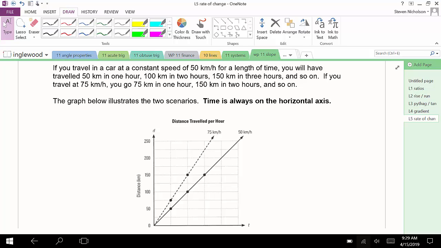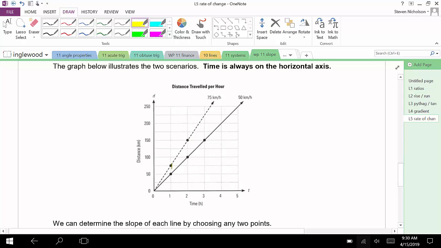So here's two pictures of a car, one car going 50 kilometers an hour and one car going 75 kilometers an hour. And if we plotted the information, that's what it would look like. These two graphs would look like this. Now, obviously, the car that's going quicker, 75 kilometers an hour, will go a further distance in the same time. And that's kind of this illustration right here. In 1 hour, there's a difference of that. In 2 hours, there's a difference of that. In 3 hours, etc. So the 75 kilometer per hour car, for every hour you travel, it's going 25 kilometers more.